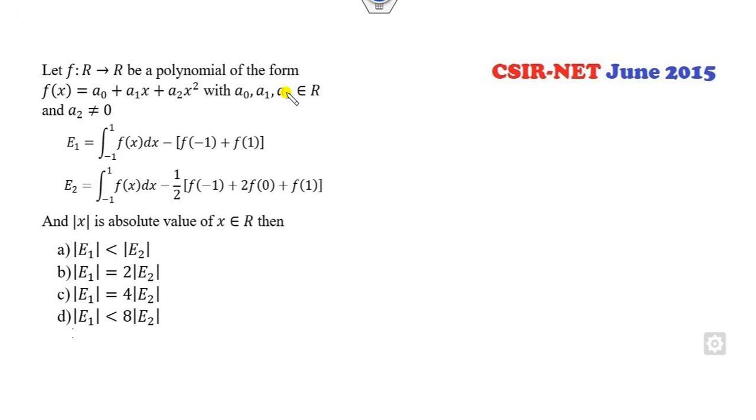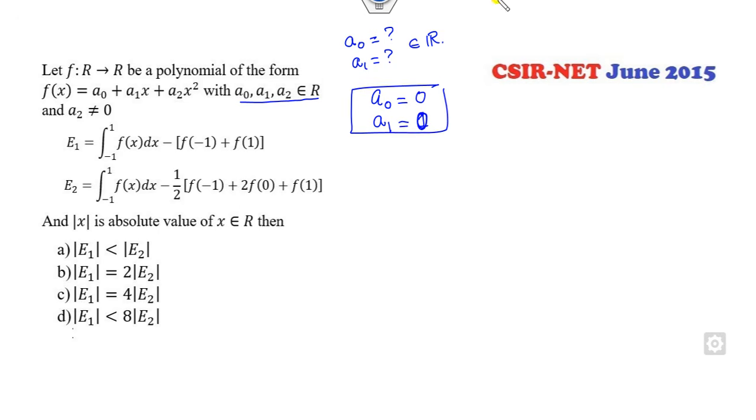Look at this another one. f is a polynomial of this nature. It can be any real number such that a2 is non-zero. What about a0? What about a1? It can be any real number. So I can assume a0 is 0 so that my calculation becomes easy. I can take this as 0 as well. And because a2 is non-zero, I can choose this as 1. So what is my f(x)? f(x) is simply x square.